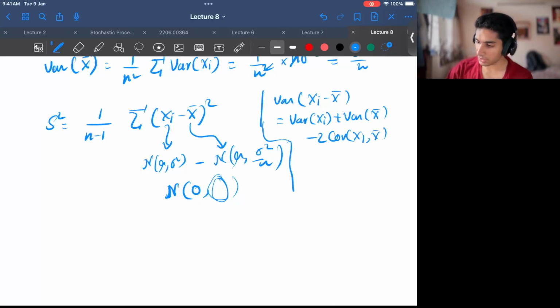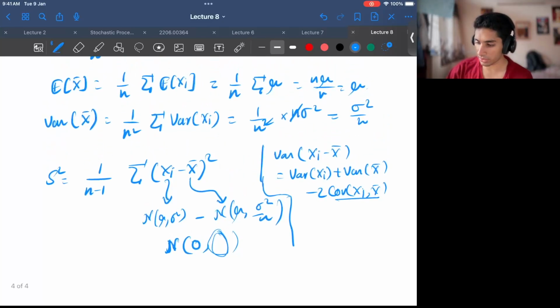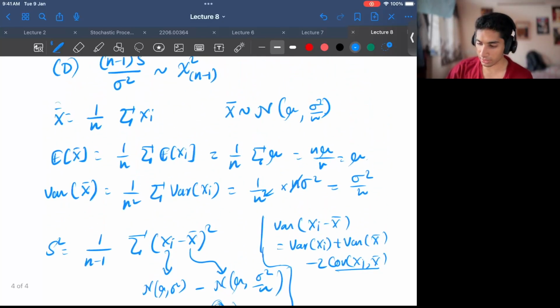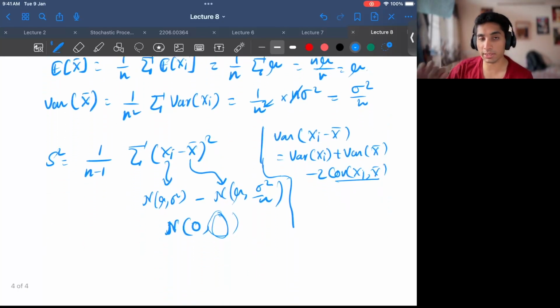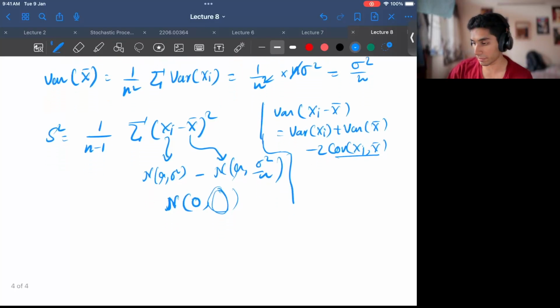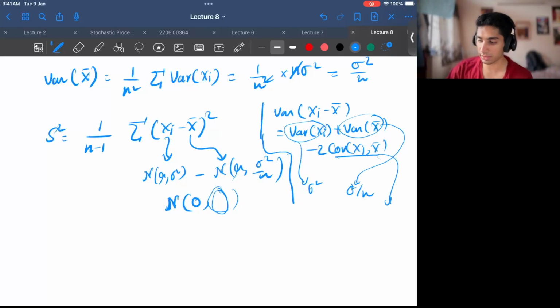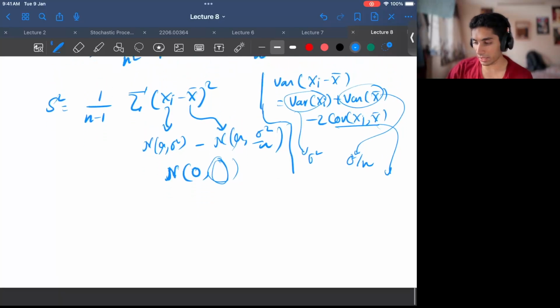Now this time, this covariance term won't be zero, because x bar is calculated by taking sums of xi's. So there will be some covariance between xi and x bar. You will have to calculate it exactly. The variance of xi is sigma square, and the variance of x bar is sigma square by n. You find out what this covariance is, and then just substitute it. And I will tell you the result.